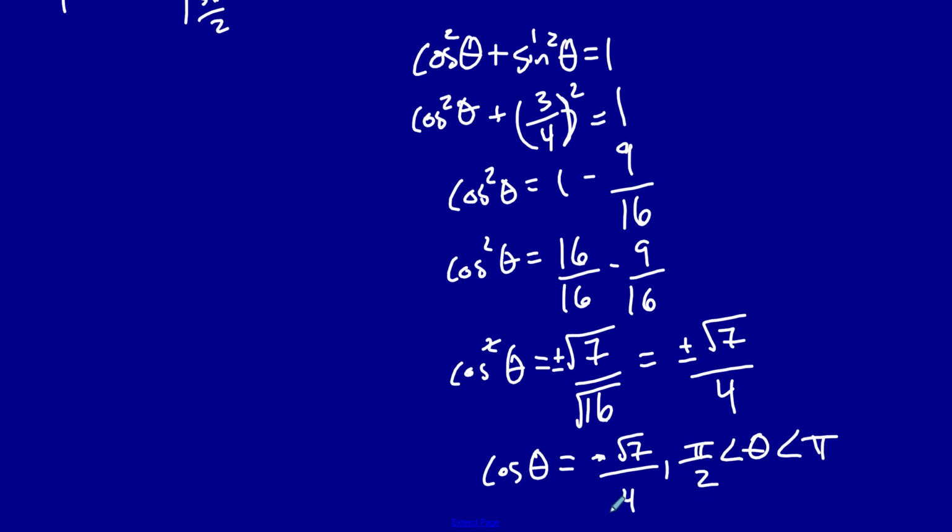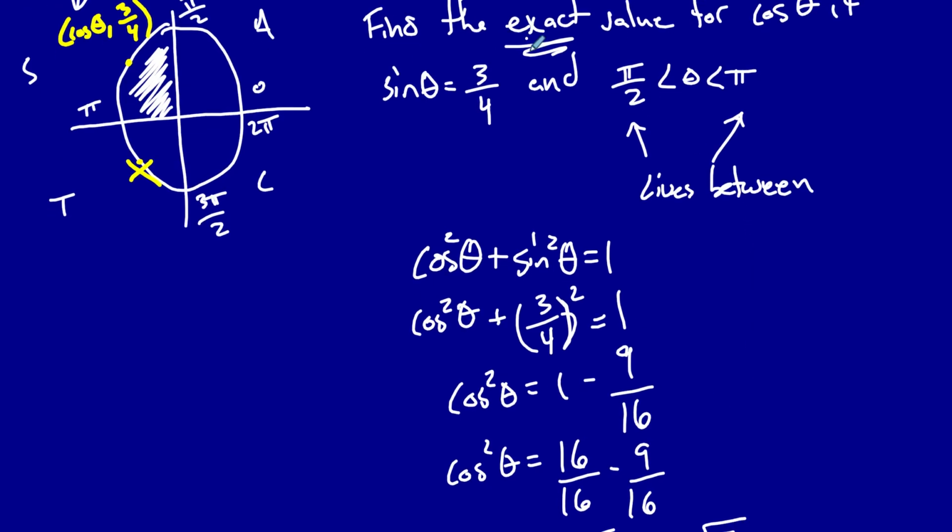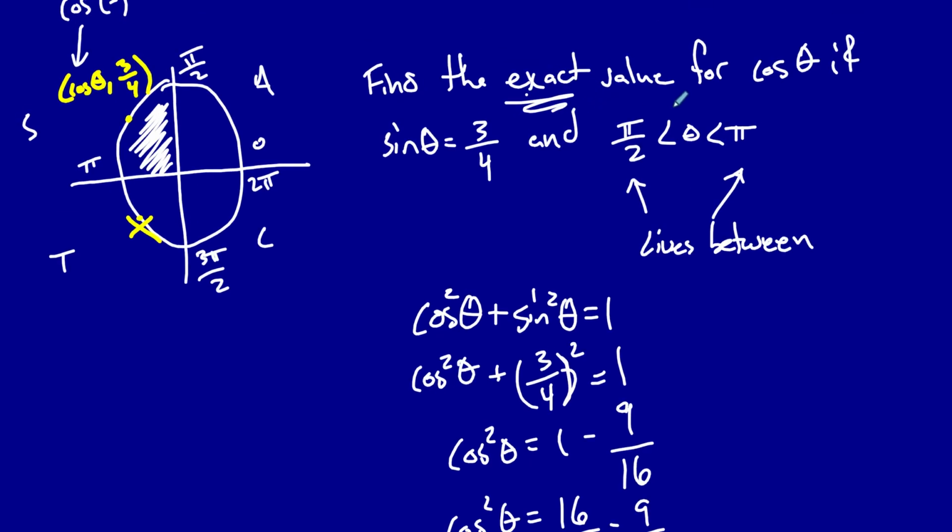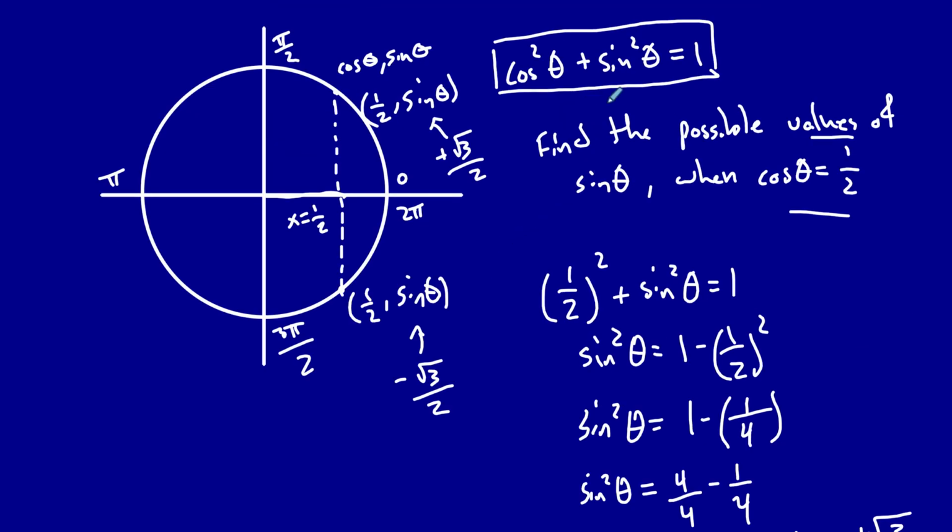So it is a negative cos because we usually have two answers unless told that we're trying to find the exact value for cos. All right? So there's two examples of finding possible values and exact values using cos and sine and the general relationship between the two functions and how they're related to the unit circle.